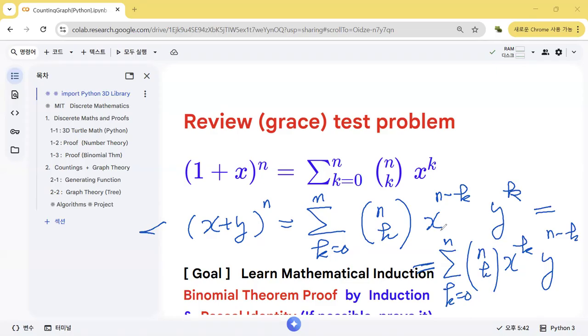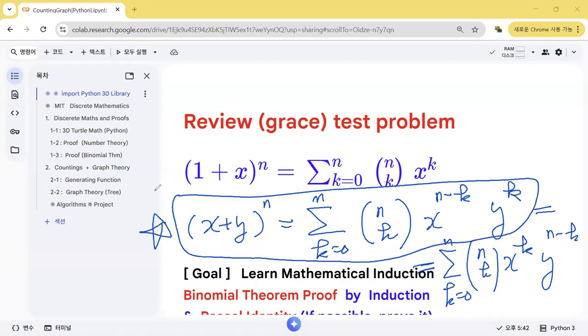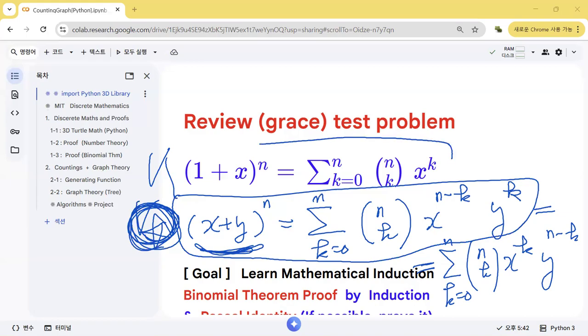So you may use this one or this one, but in this YouTube video, he used this formula. Okay? So at the grace test, both of them are okay. But in the final examination, you must prove this one. This is the more general version, but in our incoming grace test, you may prove this one instead of this one. But try to study the more general one to prepare for the final examination.